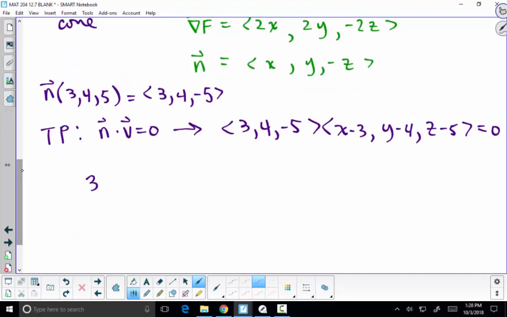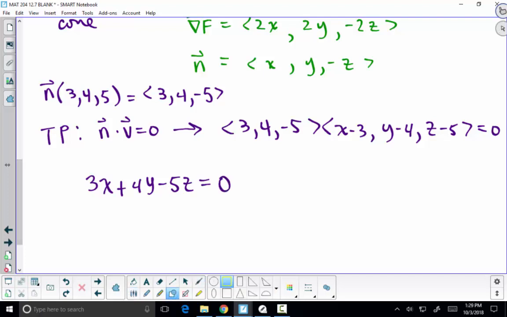And can we do this all at once? Can we do 3x plus 4y minus 5z? So there's the left-hand side. And then we do the constants. We're going to get minus 9, minus 16, which is minus 25. Plus, oh yeah, it's just 0. So that is our tangent plane at the point 3, 4, 5. So it's just tangent at that point.